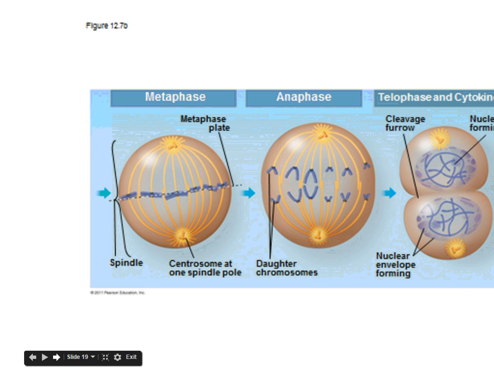They're going to be attached to the spindle fibers in one, and then the centrioles at the other. And the centrioles are called centrosomes when they're attached to the spindle fibers. I think that is the difference between centrioles and centrosomes.